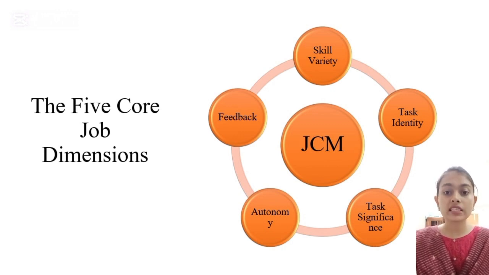Next is task significance. How important the job is to others. As an example, a nurse who works in the ICU is very impactful, but someone who mops the floor is not that impactful. Next is autonomy. How much control a person has over their work. More freedom means more motivation. Last is feedback. Does the employee get clear information about how they are doing or where they should improve? The feedback helps them to improve or do their work better.